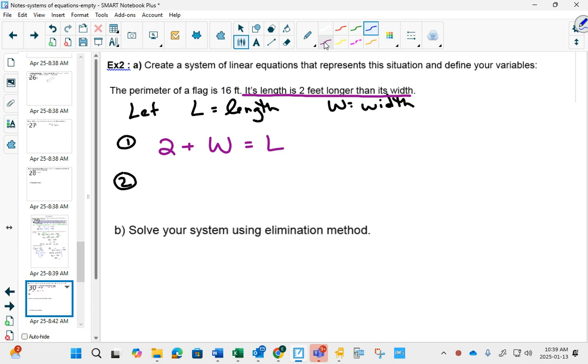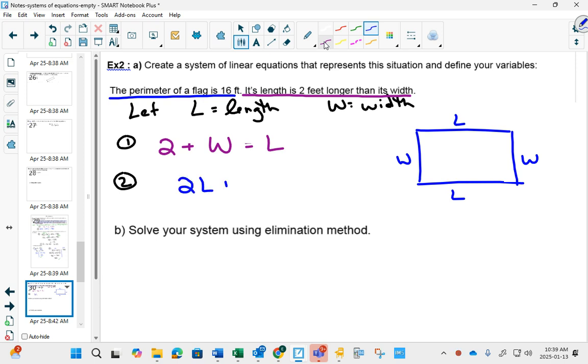Equation number 2, I'm going to underline this sentence. The perimeter is 16. Well, if you had a flag, you would have length and length and width and width. What's perimeter? Perimeter is adding those all up. So 2 lengths plus 2 widths would have to equal 16. That's my equation number 2. The hard part has been done.